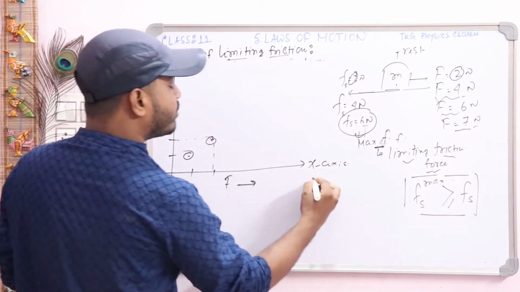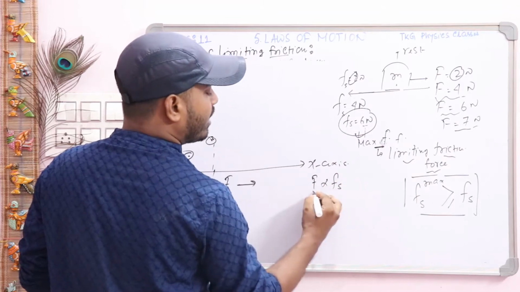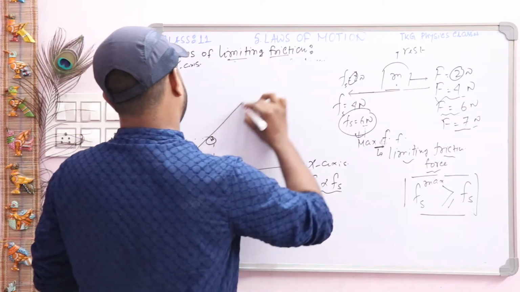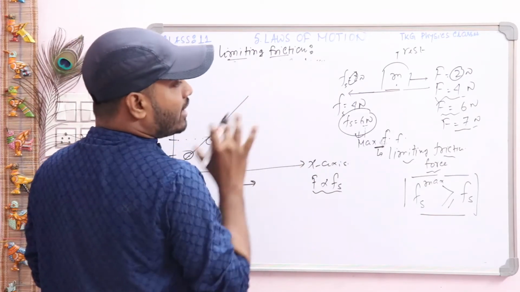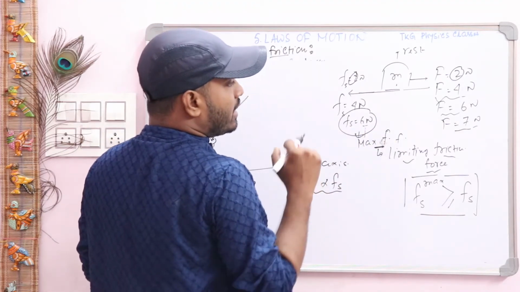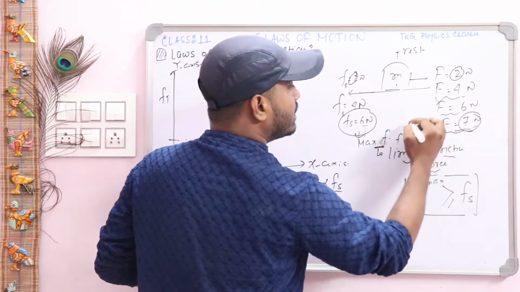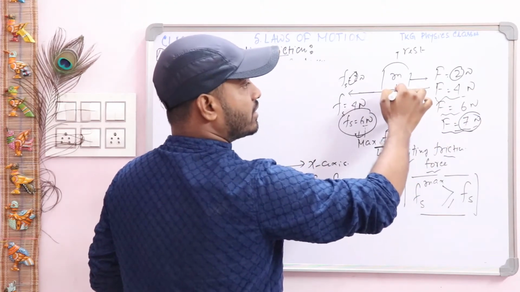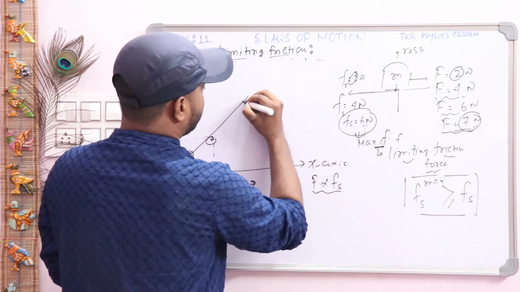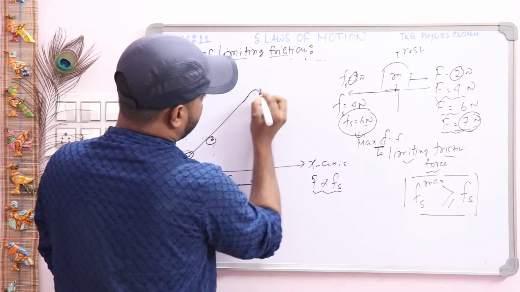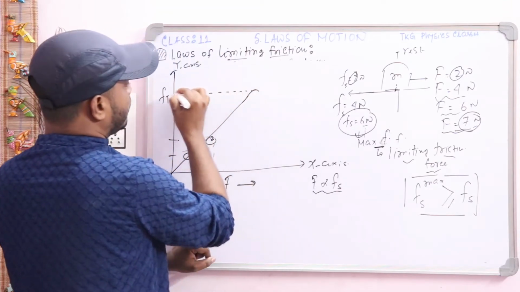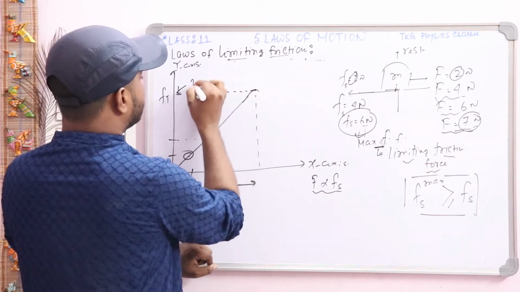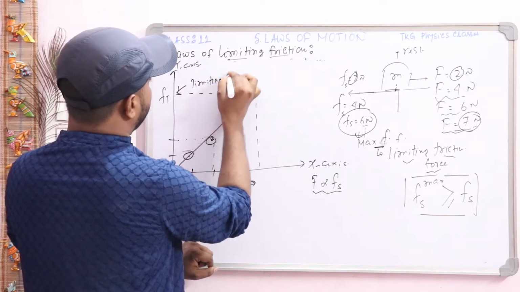That means F is directly proportional to Fs, so initially the graph will be a straight line. Now at a particular point, when you apply 7 Newton, the body is under motion. That means it has overcome its inertia. So this force increases to the maximum. This maximum value indicates the limiting friction.